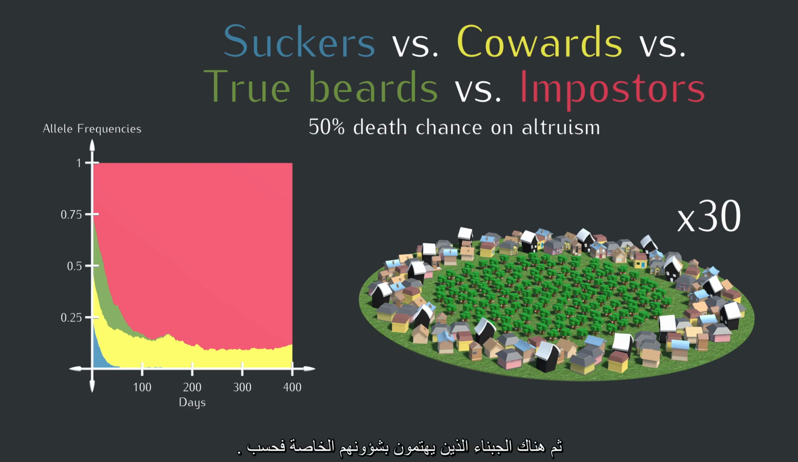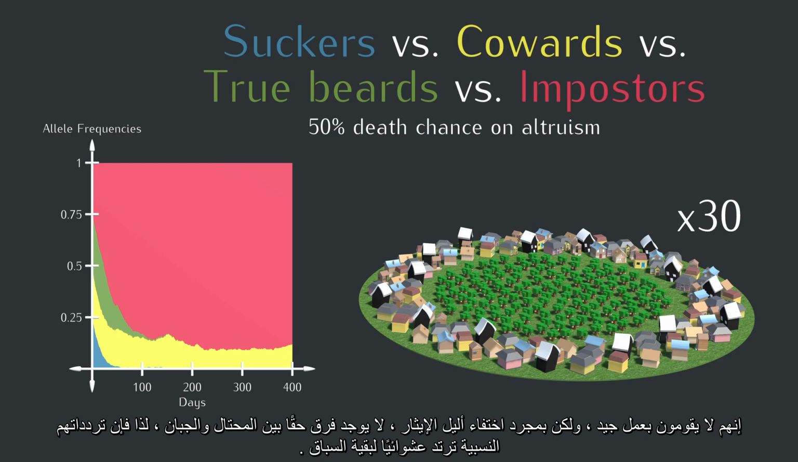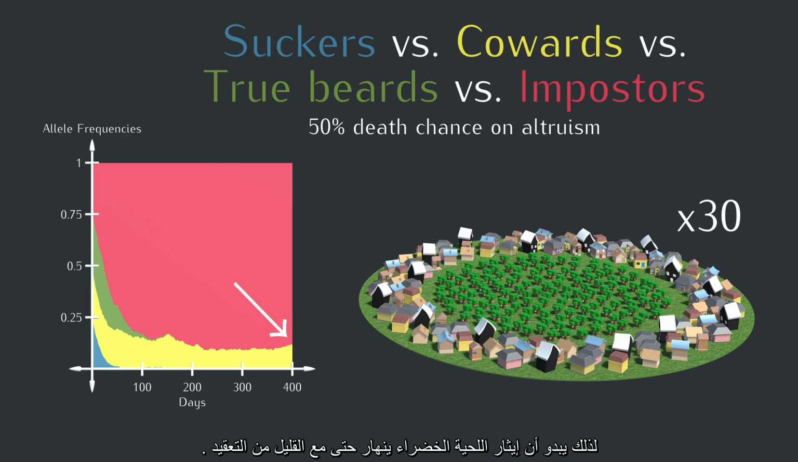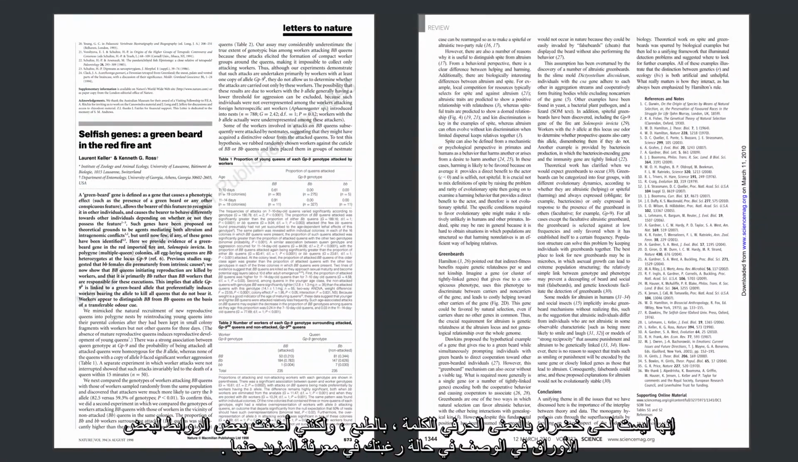And then there are the cowards that just kind of mind their own business. They don't do great, but once the altruism allele is gone, there's really no difference between the imposter and the coward. So their relative frequencies just bounce around randomly for the rest of the run. So it seems like green beard altruism breaks down with even a tiny bit of complexity. And as we'd expect from this, we've only found a few examples in nature. They aren't literal green beards, of course, but I've added some links to some papers in the description in case you want to learn more about them.